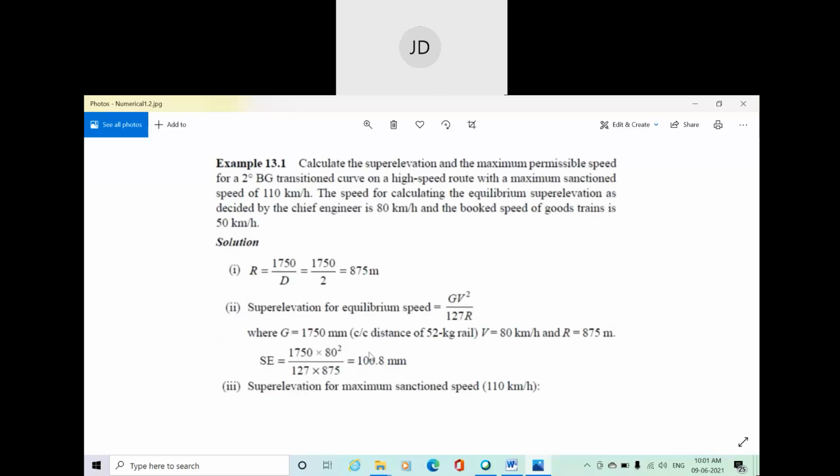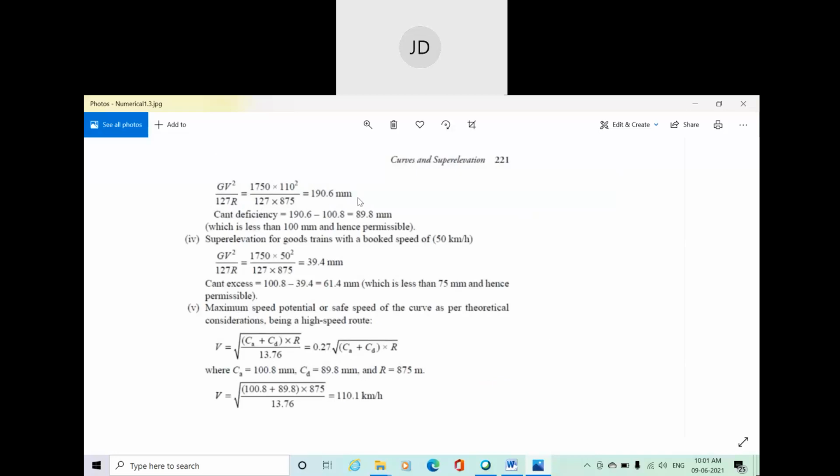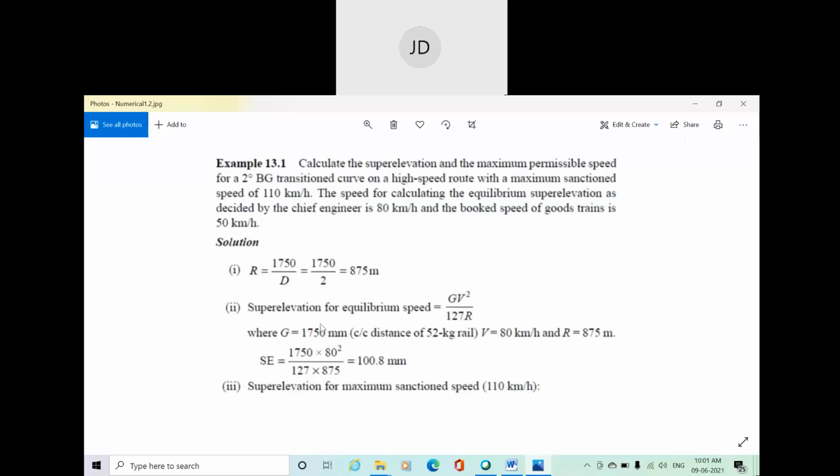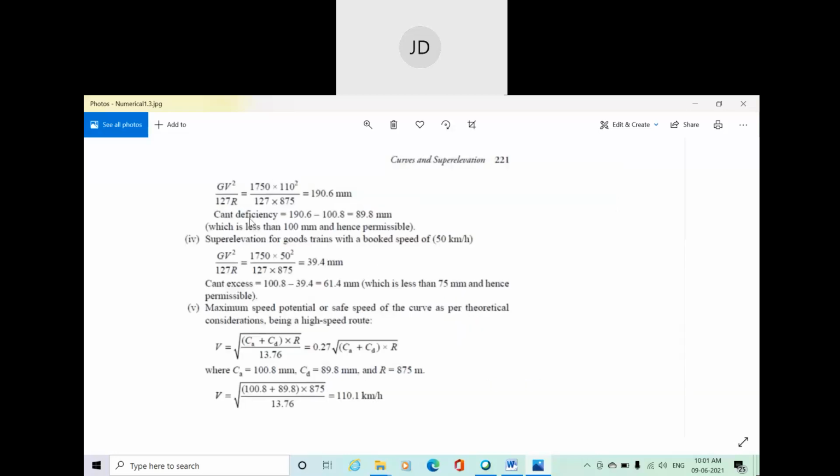Equilibrium one. Now the actual super elevation for maximum sanctioned speed is coming as 190.6 millimeter. Now it is more than the equilibrium super elevation, so that means we have a cant deficiency. Here you can see the cant deficiency will be 190.6 minus 100.8. How much? It is 89.8 millimeter. And there is also a permissible limit, which is 100 millimeter; since 89.8 is less than 100 millimeter, it is permissible. So for that particular cant deficiency there is a limit. It should not be more than 100 millimeter. If it crosses 100, then you have to put 100 only.